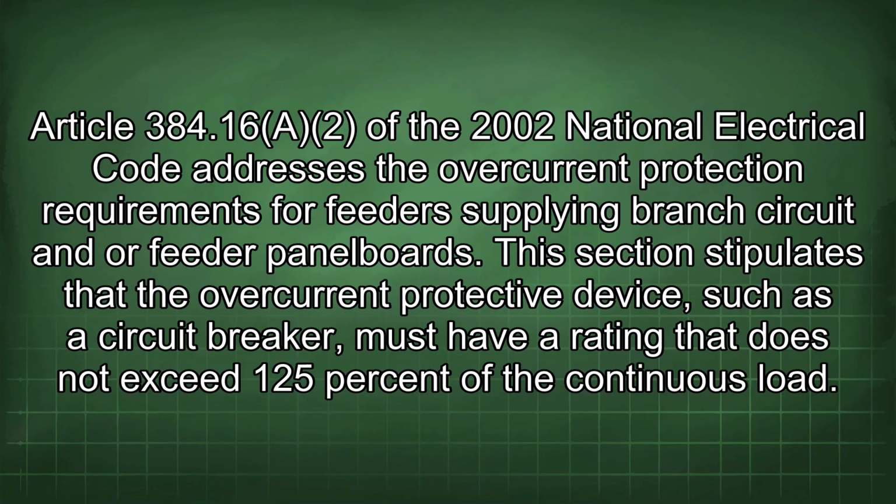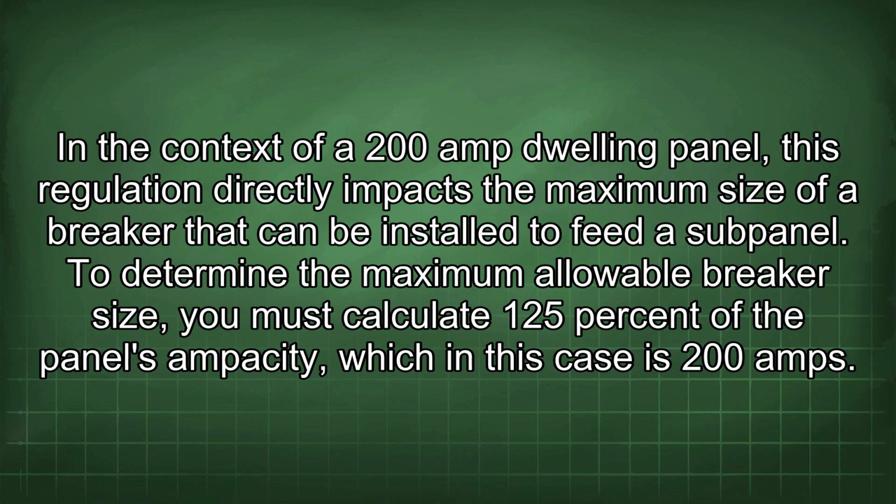Article 384.16(A)(2) of the 2002 National Electrical Code addresses the overcurrent protection requirements for feeders supplying branch circuit and/or feeder panelboards. The section stipulates that the overcurrent protective device, such as a circuit breaker, must have a rating that does not exceed 125% of the continuous load. In the context of a 200 amp dwelling panel, this regulation directly impacts the maximum size of a breaker that can be installed to feed a subpanel.